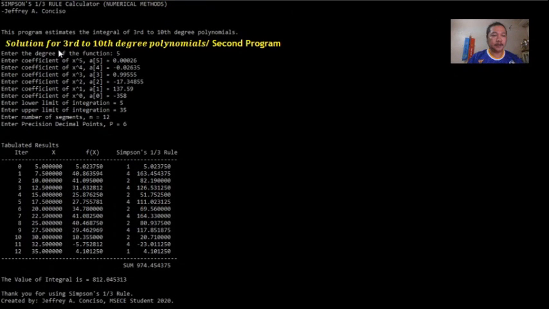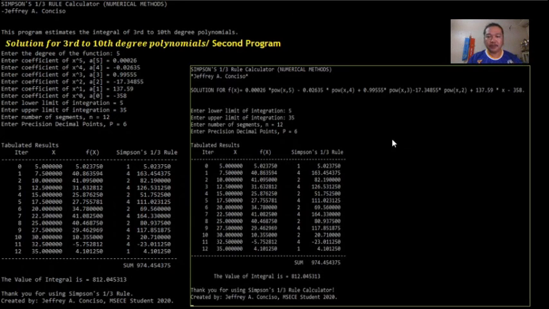Okay, and this is the solution for 3rd to 10th degree polynomial, the second program. Okay, this is the first program. Comparing the first program and the second program, we have similar tabulated results, only that the first solution has an embedded equation. Though it can solve both transcendental and polynomial equations, it can only solve that specific embedded function.